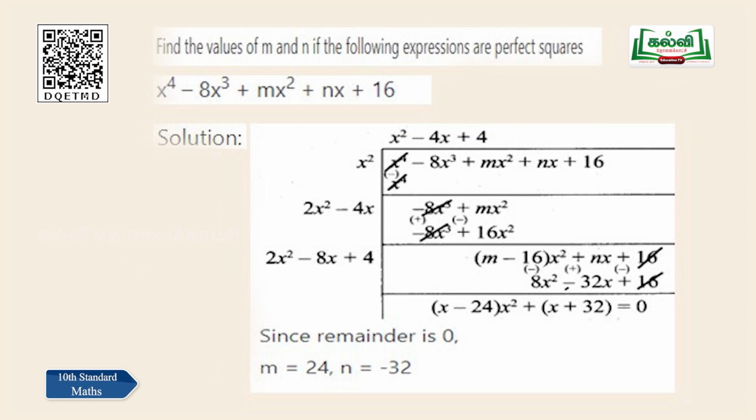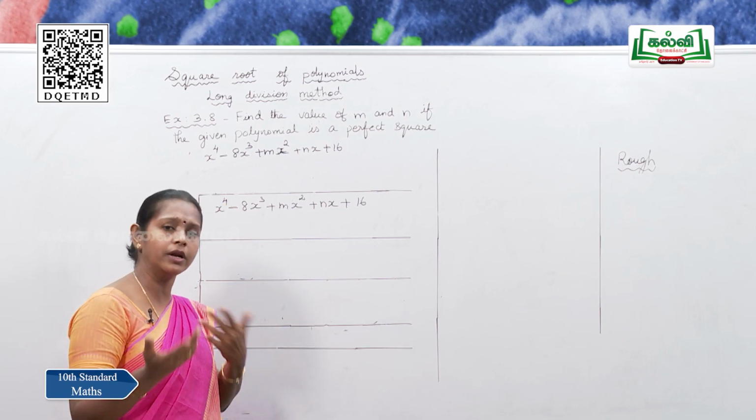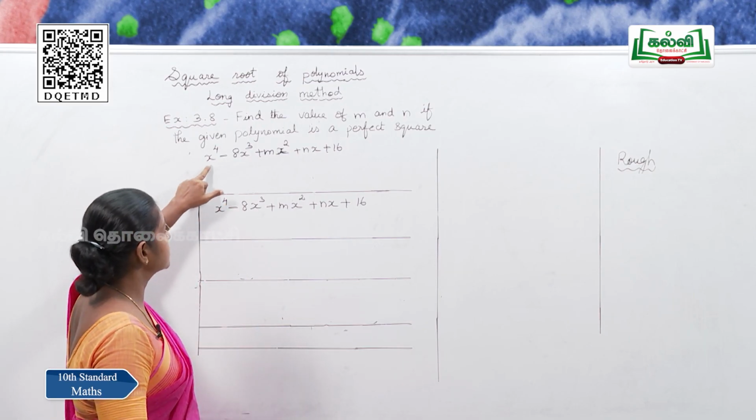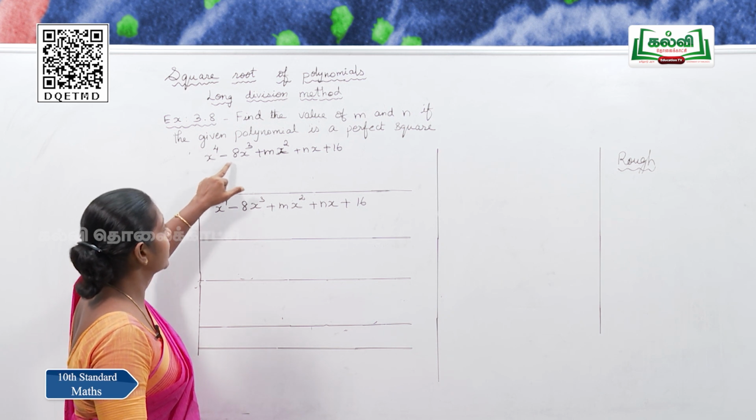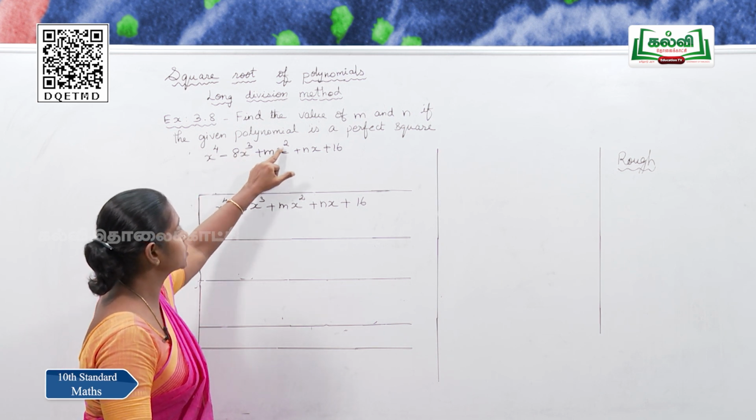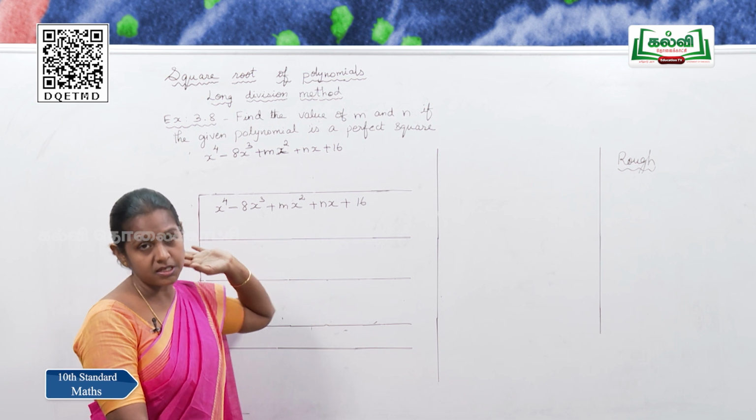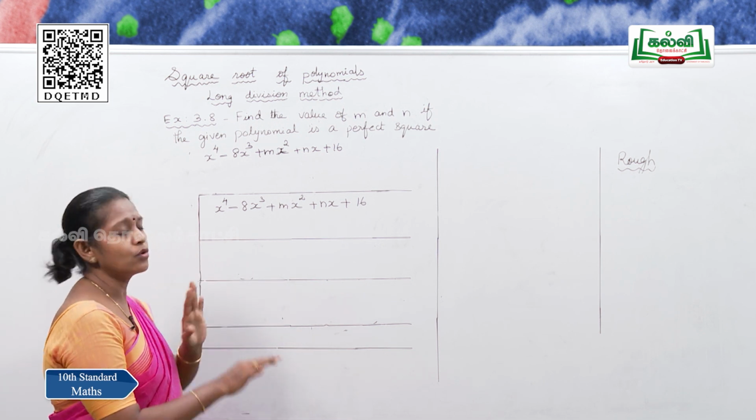Now, before we go to the sum, we have to check whether it is in order. That means the degree must be in ascending order or in descending order. Of course, it is given as x to the power 4 minus 8x cube plus mx squared plus nx plus 16. It is in order. So, no need to change it.